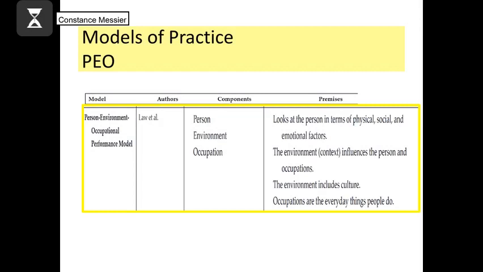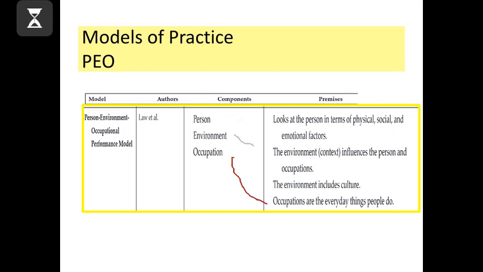PEO. So this model of practice is the person environment occupational performance model, and it was designed by Mary Law and her peers. And it looks at what? Three things. Person, which is in terms of the physical, the social, and emotional factors. It looks at the environment, which are the contexts, the environment or contexts that influence a person. And finally, it looks at the occupation, the everyday things people do.